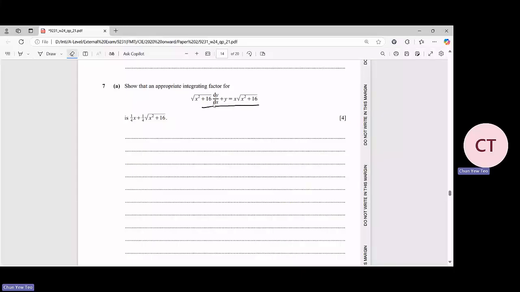Over here we need to change them to the standard form, which is dy/dx plus 1 over the square root of x squared plus 16 times y equals x. So I am dividing everything by the square root of x squared plus 16. Then, to find the IF, just take e to the power of this.